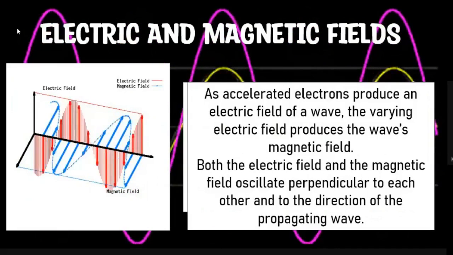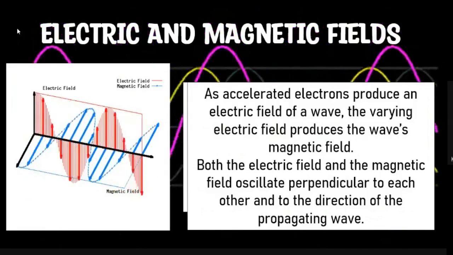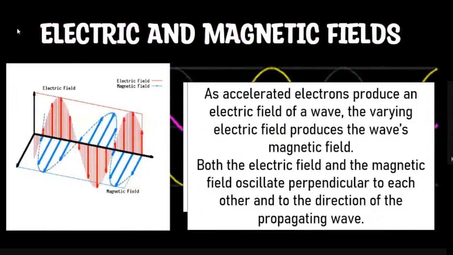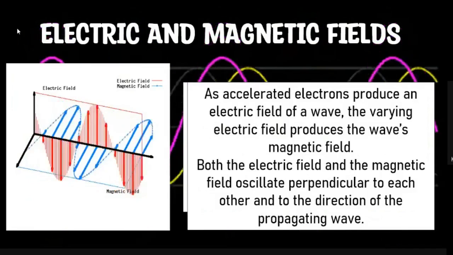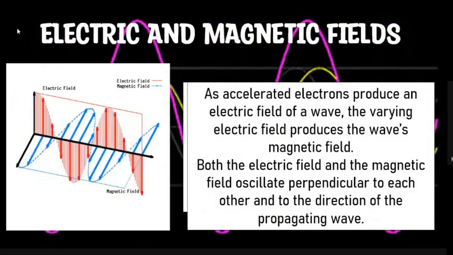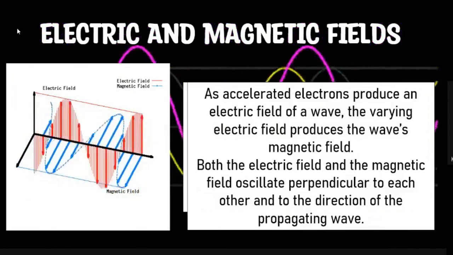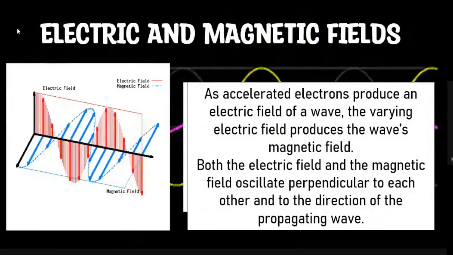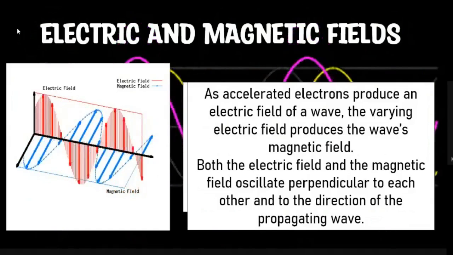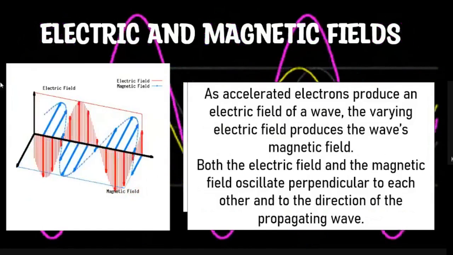Both the electric field and the magnetic field oscillate perpendicular to each other and to the direction of the propagating wave. All electromagnetic waves can travel through a medium, but unlike other types of waves, they can also travel in vacuum. They travel in vacuum at a speed of 3 times 10 to the 8th power meters per second, denoted as c, the speed of light.